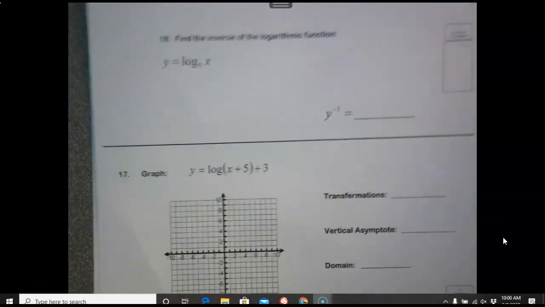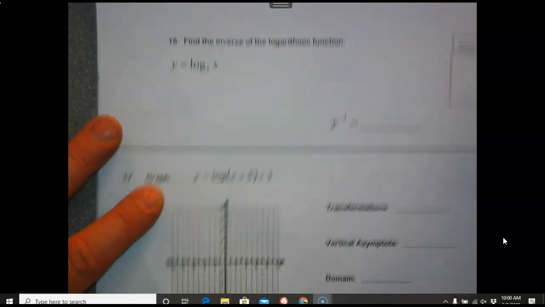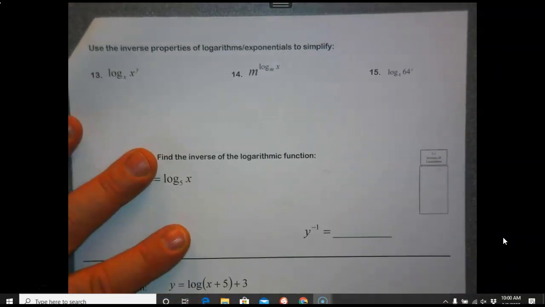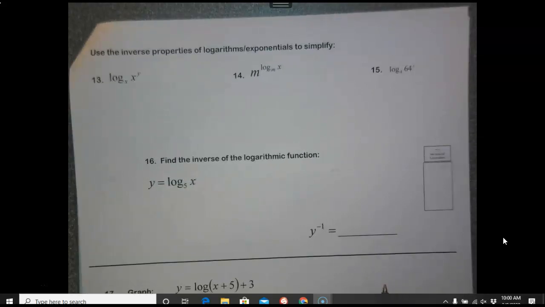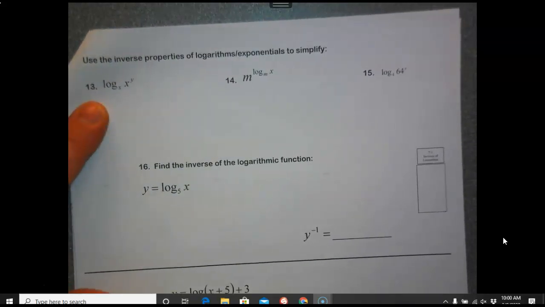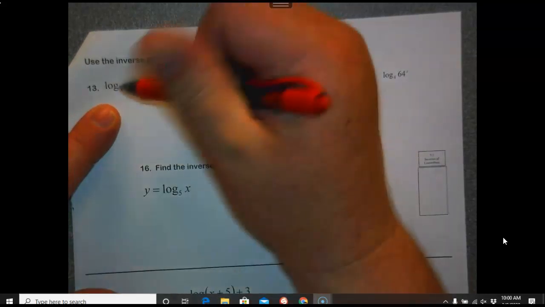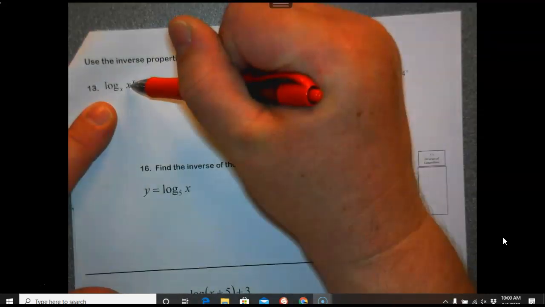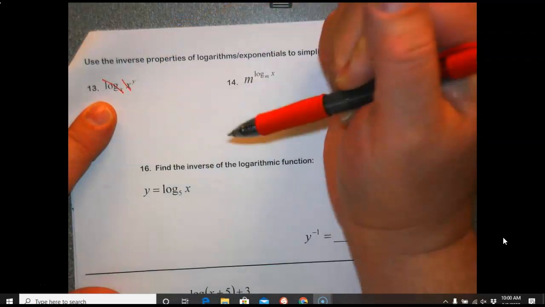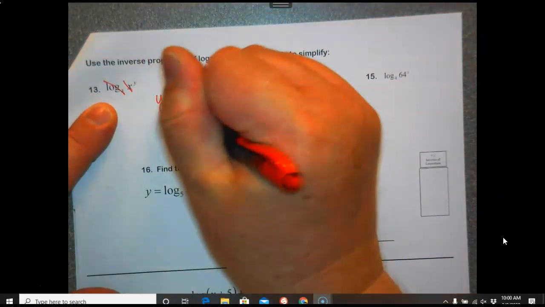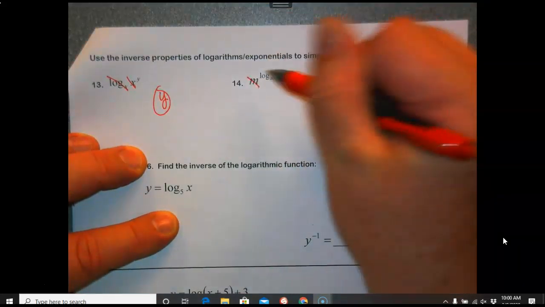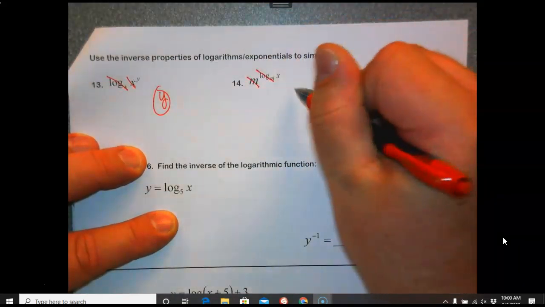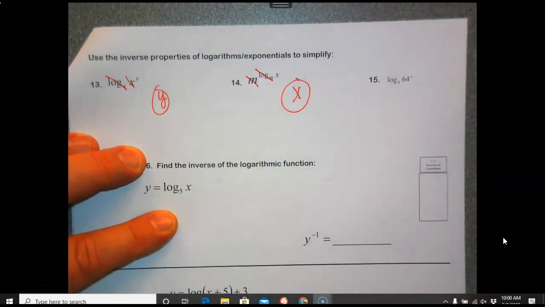13 through 15, you're just applying an inverse property to these. Remember, logs cancel out the bases of exponents, and the bases of exponents cancel out logs. That's all they want you to do here. Notice that I have a log base x and a base x. They cancel each other out, so I'm left with y. Base m cancels out log base m, and I'm left with x. Don't make this harder than it really is.